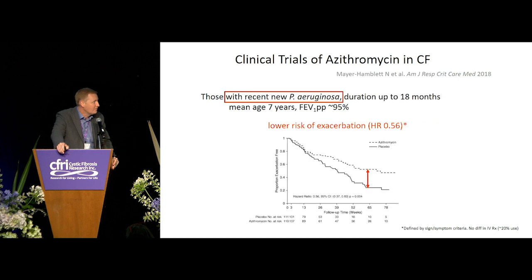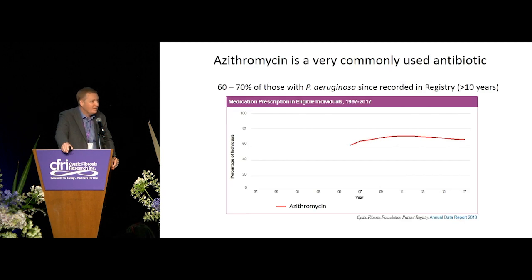And then very recently, my colleagues in Seattle, Nicole Hamblett and Bonnie Ramsey, did a study looking at an even younger population, 7-year-olds, who recently grew Pseudomonas. And they found that they also had a decreased risk of exacerbation over time by almost 50%. So based on these positive studies and also endorsement in clinical care guidelines, this is a very common medication we use in people with CF.